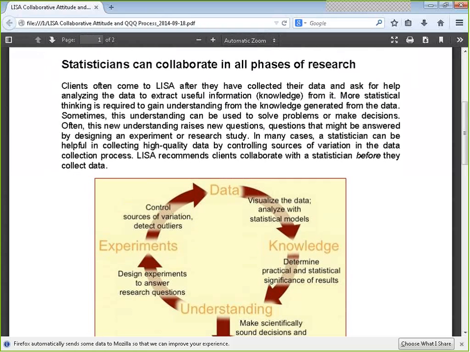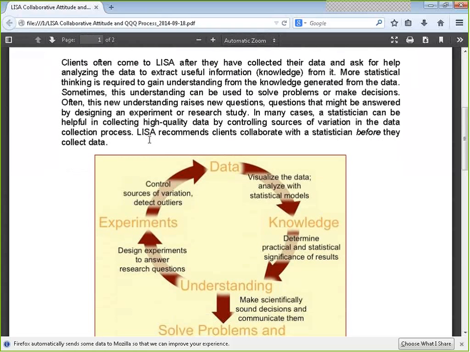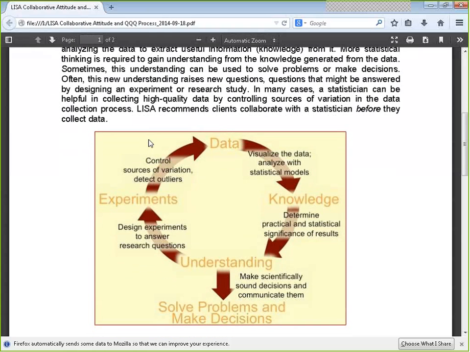Statisticians, collaborative statisticians, can be effective in all phases of research. So here, there's a diagram on the screen about what I consider 5 phases of research. Typically, all researchers start with some kind of understanding of the world, and then they want to learn more. So they have some research questions, and they design experiments or studies to answer those research questions.